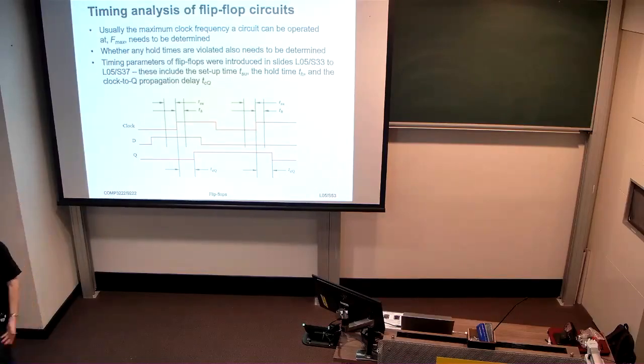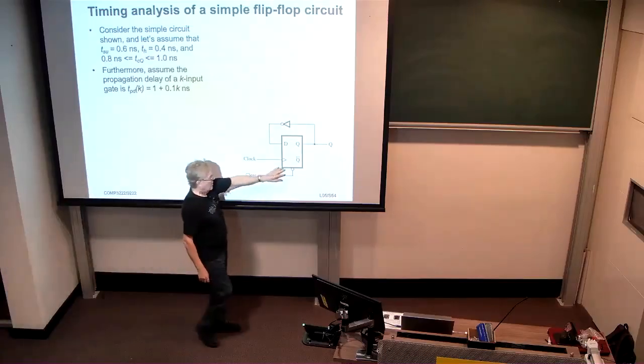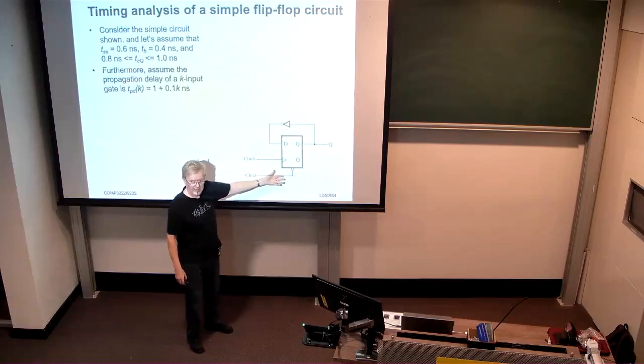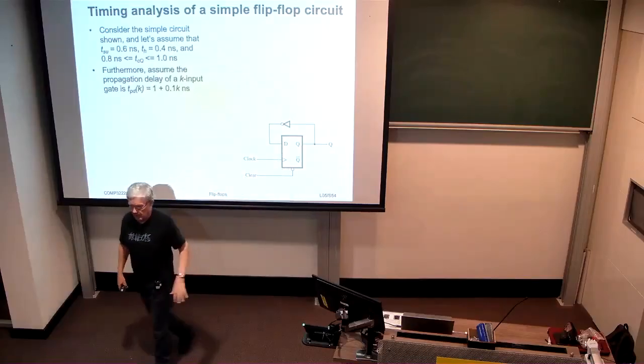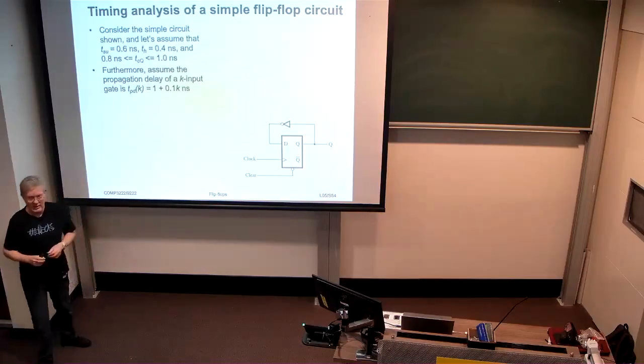Right, so we know that they exist, and we're going to make assumptions about how large they are. So we're going to analyze this very simple circuit, simply a flip-flop with an inverter on the output feeding back into the input. So what do we expect that guy to do? Every clock cycle we expect it to toggle from 0 to 1 and from 1 to 0, right? And we're going to make the following assumptions: that setup time is 0.6 of a nanosecond, hold time is 0.4 of a nanosecond, and the clock to Q propagation delay varies between 0.8 and 1 nanosecond.